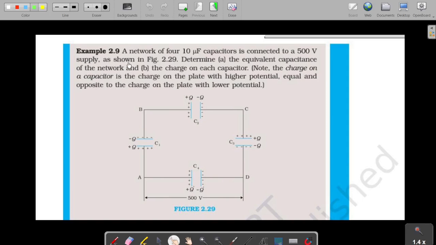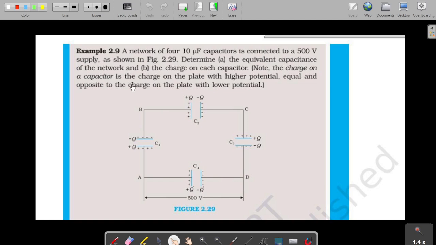This problem is from the NCERT book. It's example 2.9. This problem is basically based on capacitors. The problem is like this. A network of 410 microfarad capacitors is connected to a 500 volt supply as shown in the figure. Determine A, the equivalent capacitance of the network, and B, the charge on each capacitor.